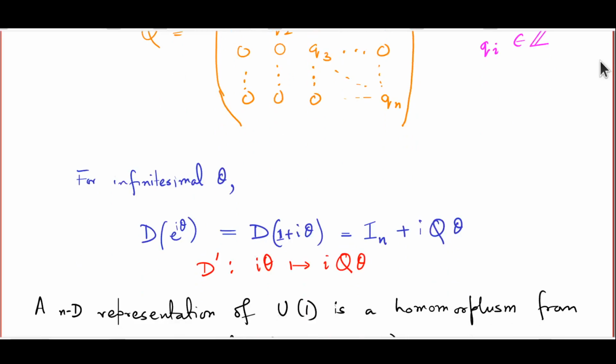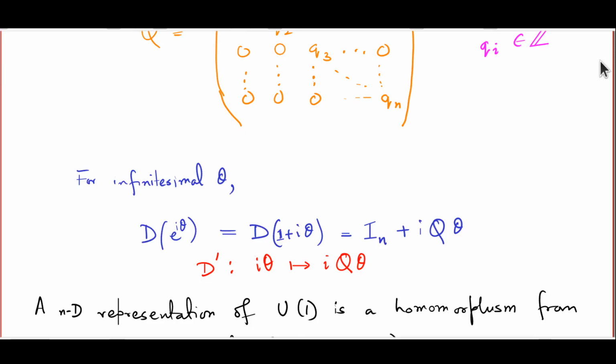Basically, what we can talk about is a derivative operator for this D, and that is something which maps the deviation in the argument, in this case the number i theta, into the deviation in the result. All this, of course, to first order. So under D prime, i theta maps to i capital Q theta.